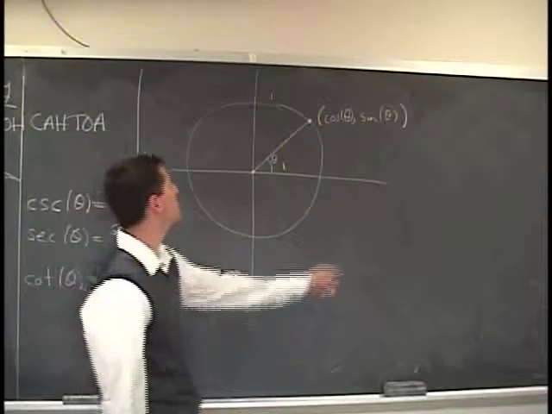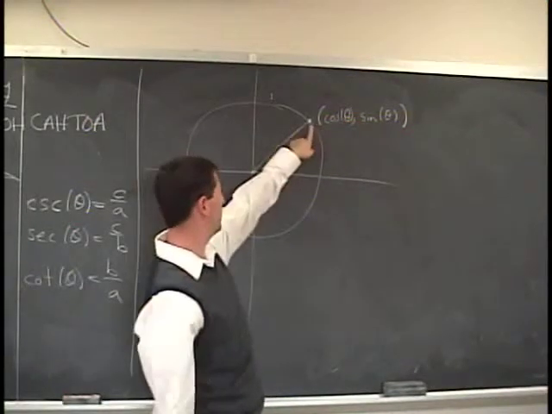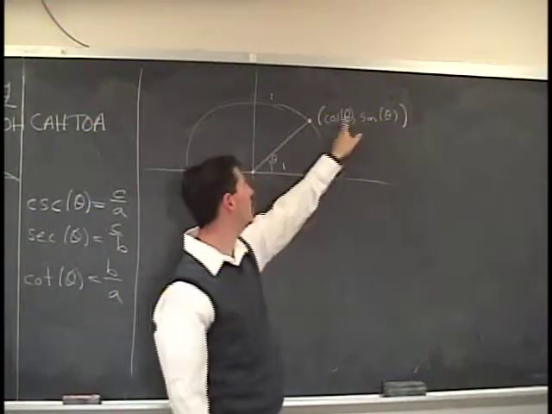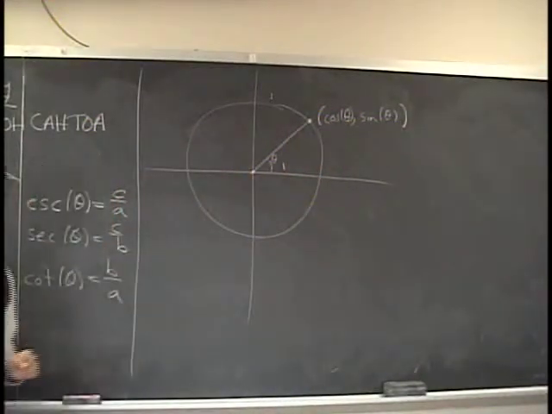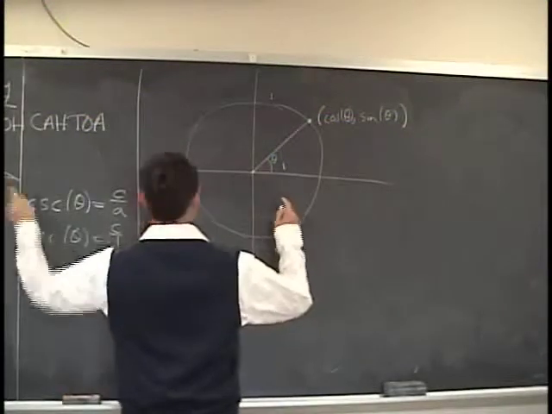Okay, so I just defined the cosine of this angle to be the x-coordinate of that point, and the sine of this angle to be the y-coordinate of that point. Now, does this make sense as far as this definition goes?